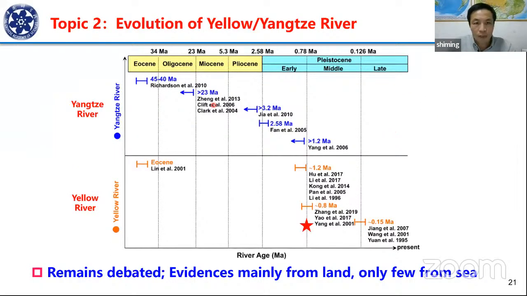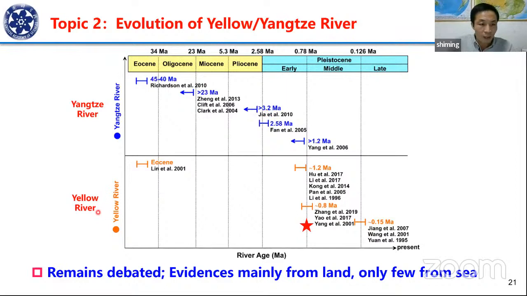And second, I want to talk about the East Asian rivers, the evolution of the Yellow and Yangtze Rivers, both of which are the most important rivers in East Asia because they deliver huge amounts of sediment to the eastern China seas. However, their histories are also not so clear. For the Yangtze River, the history seems very old, ranging from the Eocene, 40 million years, to the early Miocene, 23 million years, to the late Pliocene, 3 million years.